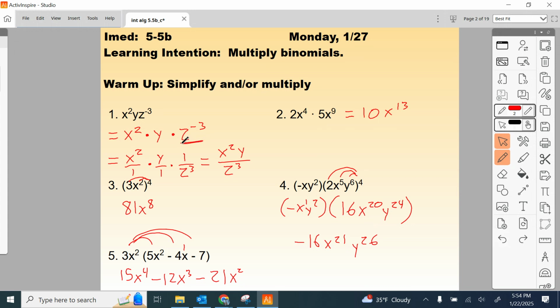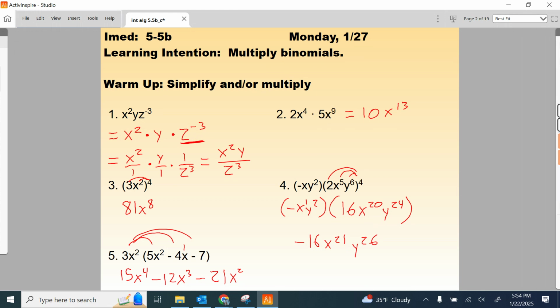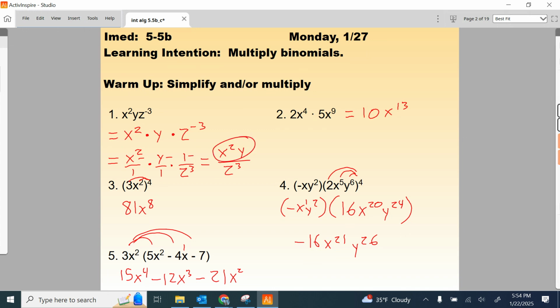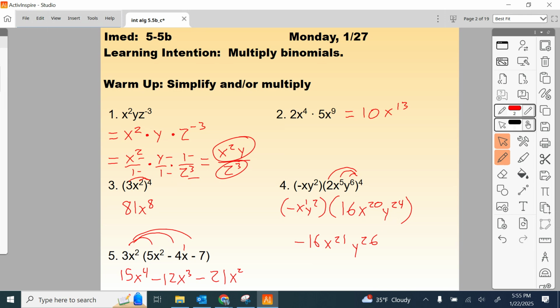This z to the -3, there is something to do with that. We have to turn it into a fraction, so we're going to get 1 over z to the +3. Okay, so that's the only one that really changed. Then after we do that, it's time to put everything together. So if we multiply all of those fractions, we have x^2 times y times 1, getting us x^2y. And then on the bottom, we have 1 times z to the 3, giving us z to the power of 3 on the bottom. All right, so that takes care of problem number 1.